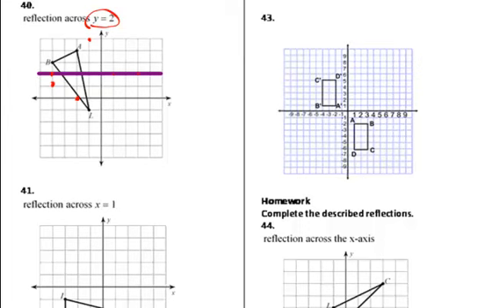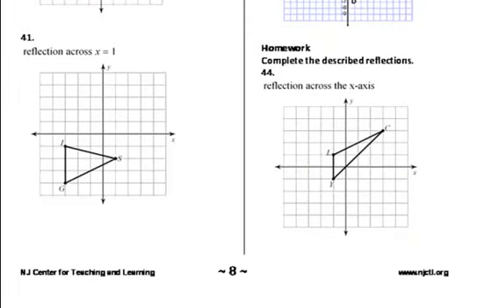Okay, so if I actually get rid of these so they don't get in my way, then our new image is right there. And again, we know that our original image, our pre-image, crossed the line of reflection, so we know our new image has to be overlapping it. 41, reflection across x equals 1. So we know that our line of reflection must cross the x-axis at 1. So that means it's got to be vertical right there.